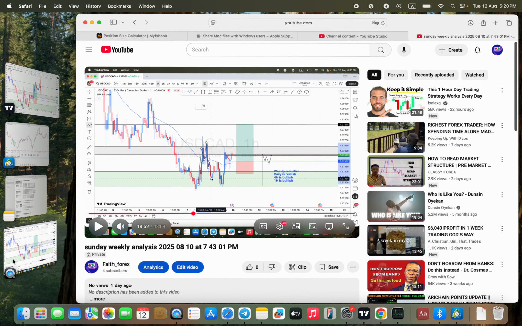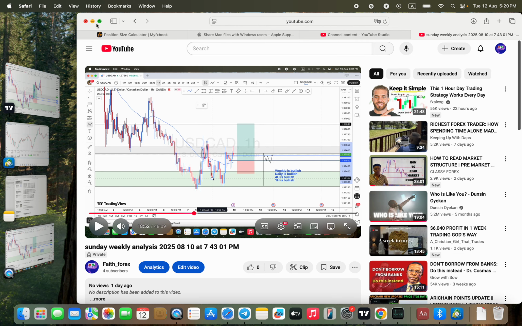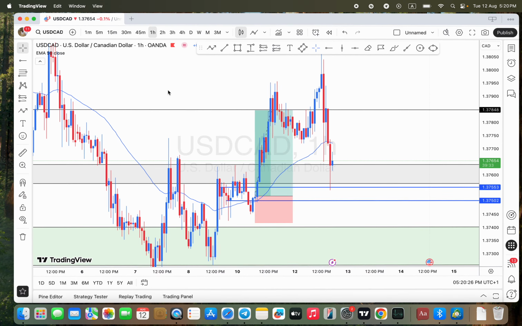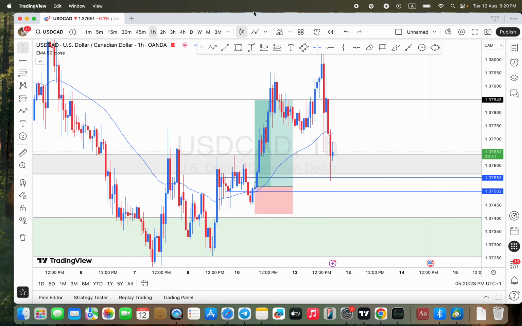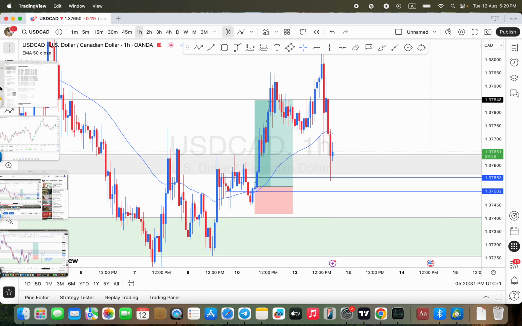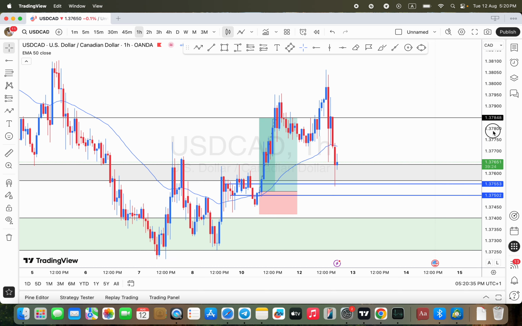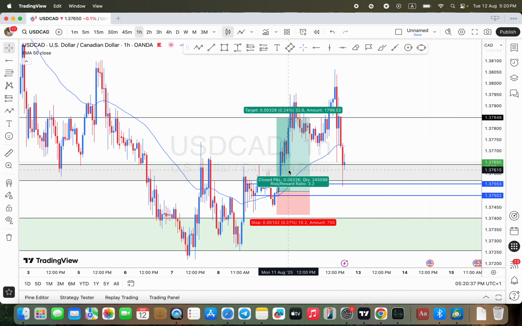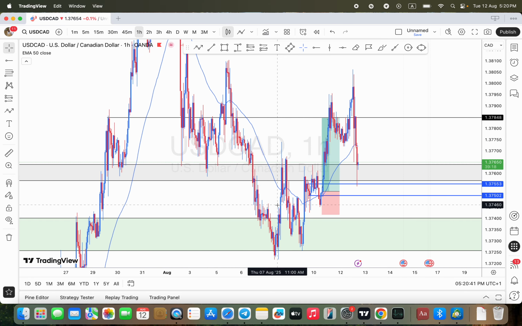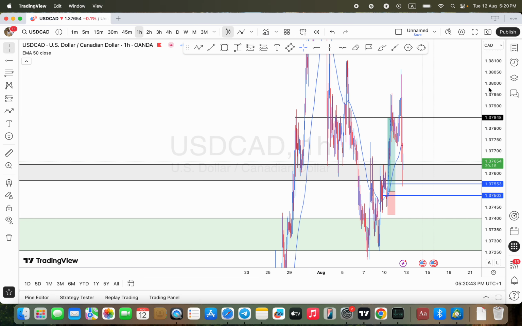And this is a trade right here. This is a trade right here. This is it. USDCAD 1 hour time frame. This is it. And where are my confluences?